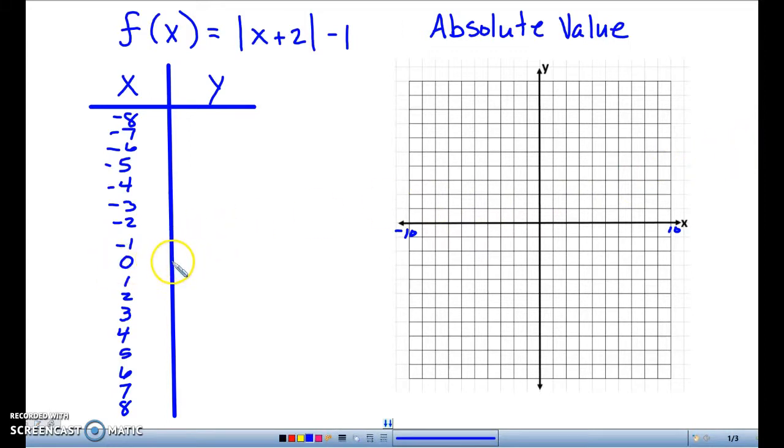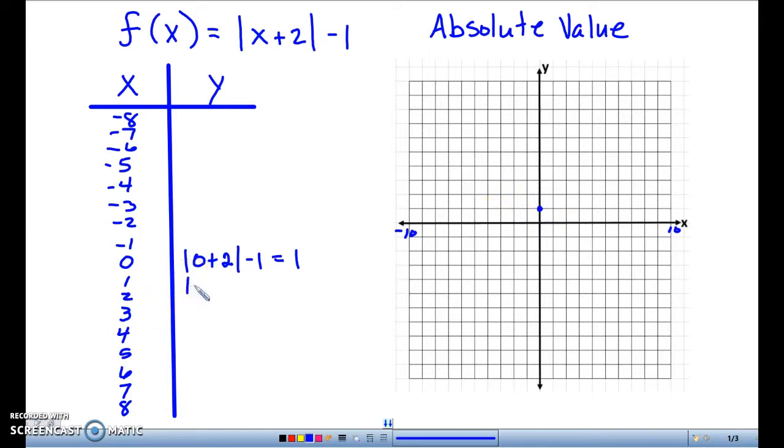So my first point I'm going to plot is the absolute value. I'm going to replace the x with 0. 0 plus 2. Well, 0 plus 2 is 2. And the absolute value of 2 is 2. So now I've got 2 minus 1, which is 1. So let's plot 0, 1. There's my first point.